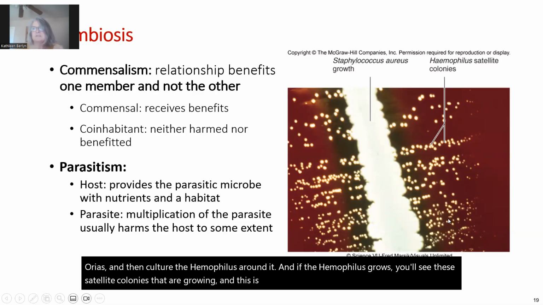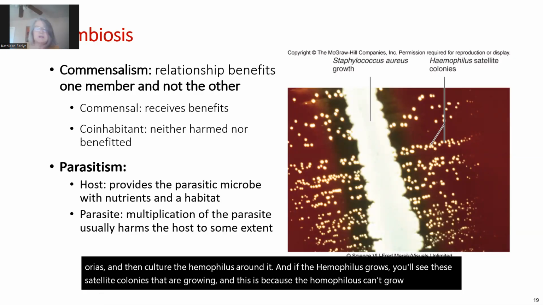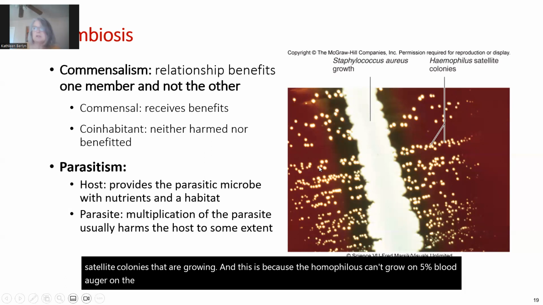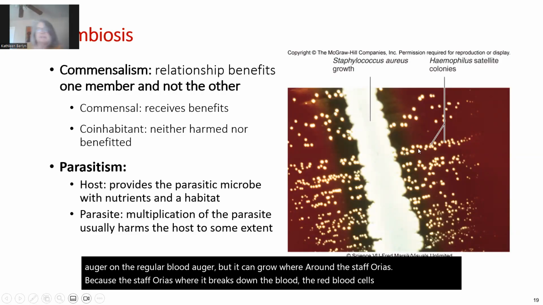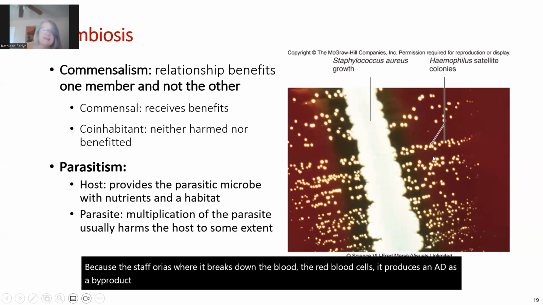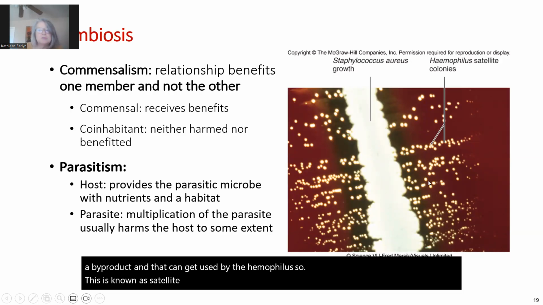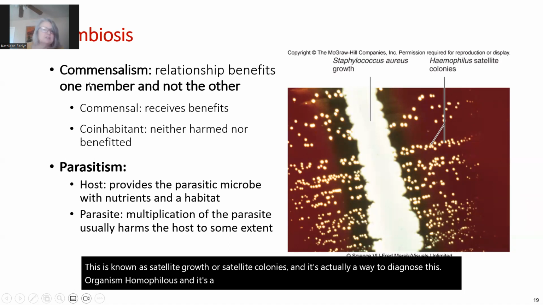And this is because the Haemophilus can't grow on 5% blood agar, on the regular blood agar, but it can grow around the Staph aureus, because the Staph aureus, when it breaks down the red blood cells, produces NAD as a byproduct, and that can get used by the Haemophilus. So this is known as satellite growth or satellite colonies, and is actually a way to diagnose this organism, Haemophilus, and it's a condition of commensalism, an example of commensalism.